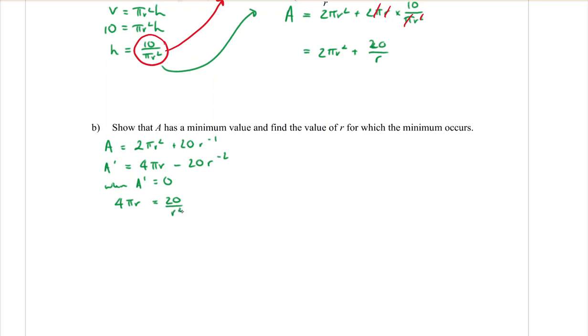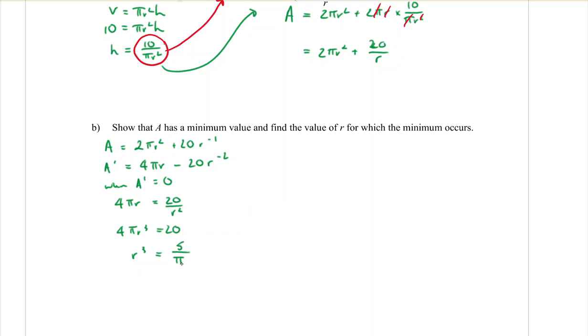You'll find these questions are quite long already. You probably will want to do a little bit of rearranging early on. Times the r squared across the other side. So 4 pi r cubed equals 20. To get the r cubed by itself, we do the 20 divided by 4. We could do that straight away, that's 5. And I would still have the pi on the bottom. Is that okay with everybody? Yeah? Yes. No? Yes? Good.